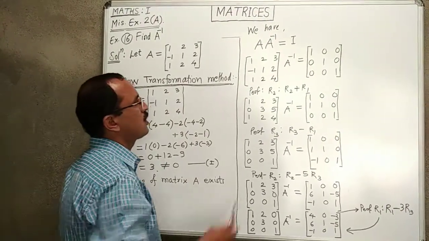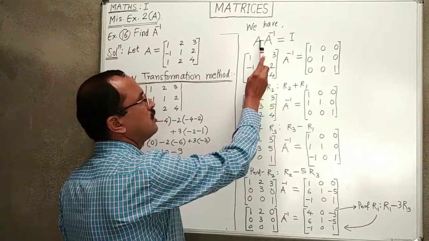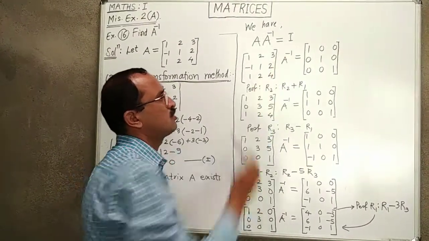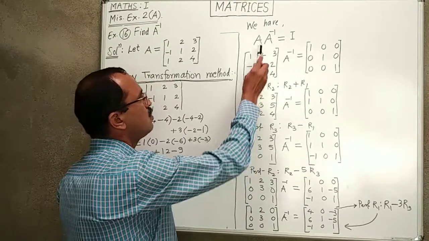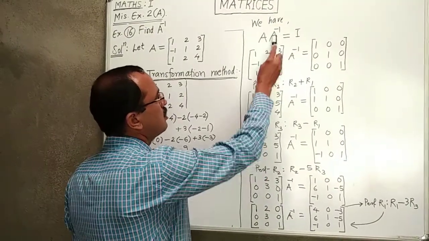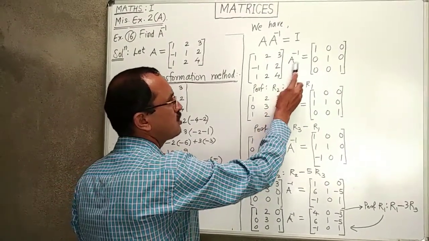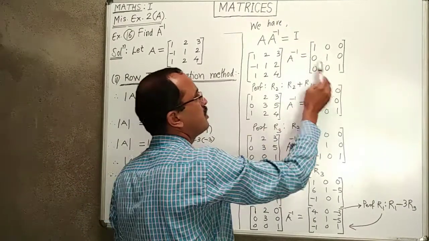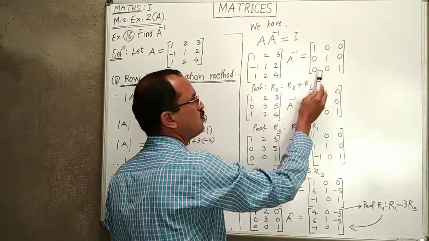Then for the row transformation method, we have A into A inverse is equal to I. Now here we put the value of A, and I means the identity matrix, that is 1, 0, 0, 0, 1, 0, 0, 0, 1.